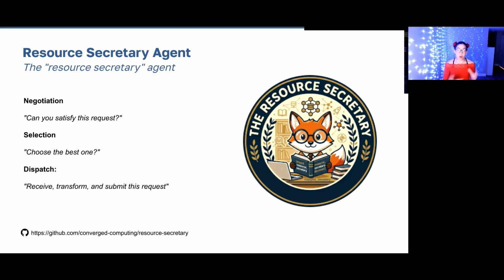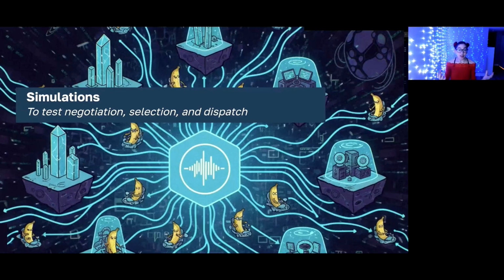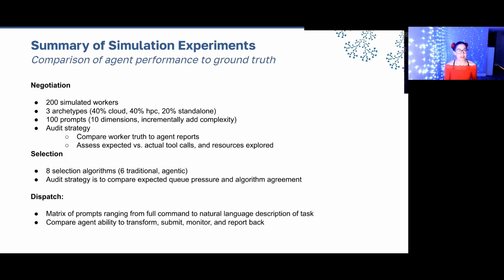Dispatch. Here is a request that is coming in as a textual prompt. I need you to transform this into the right format for the workload manager that you have. Submit the job, monitor it, make sure that it's running, and then return something back to me. All right, so how have we been testing this work? Well, we started with simulations. We did simulations to test negotiation, selection, and dispatch for our agents.